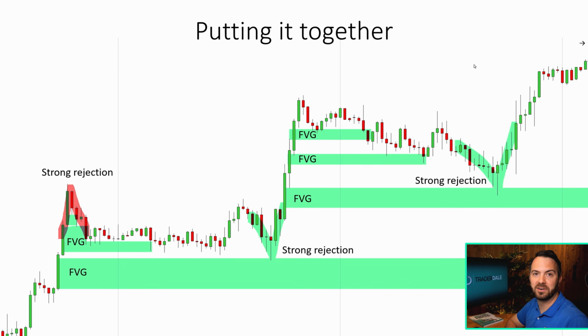So now you've learned a new skill, how to tell where the price is likely to go next. Now, this doesn't really tell you where to enter your trade, where to place your stop, where to place your take profit, how to manage your trade.